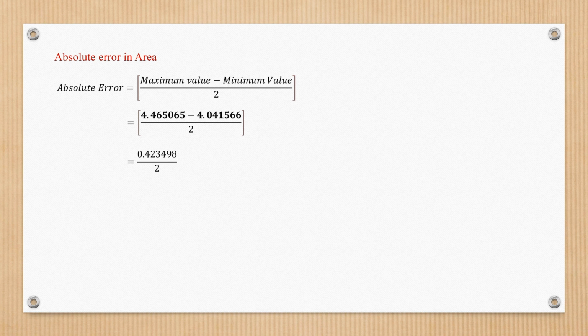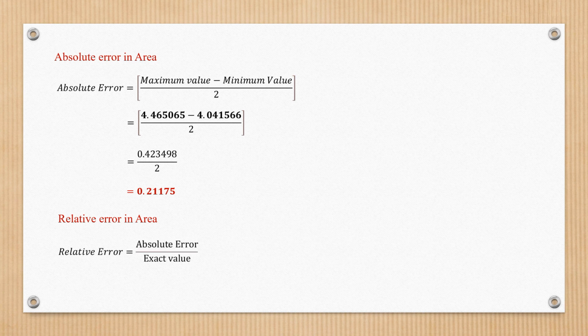Alright, so now to find the absolute error in area, I'll find it from this formula. So I have to know the maximum value of the area and the minimum value of the area, of which the answer shall be 0.21175. Now to find the relative error in area, I'll find it from this formula.